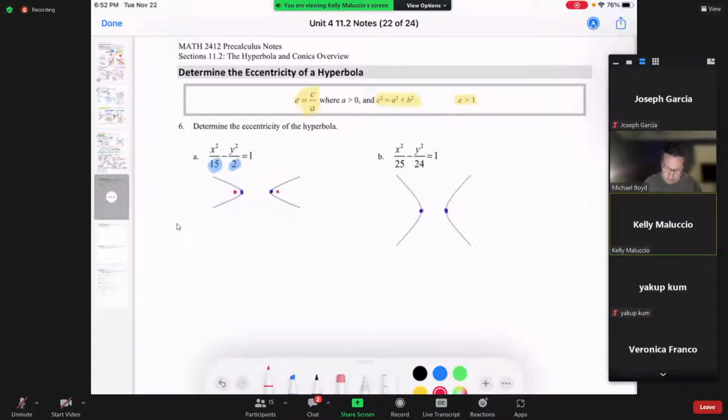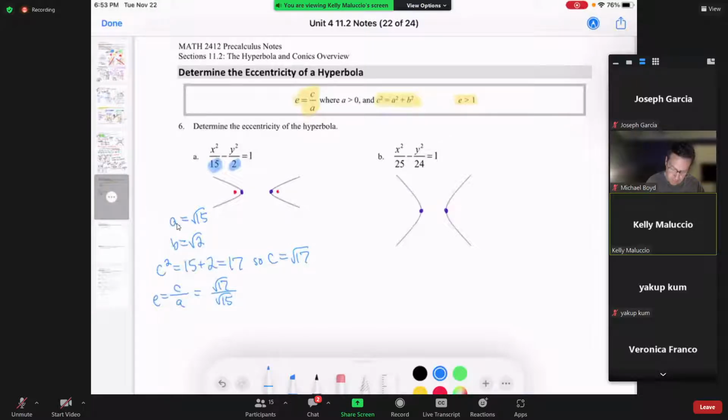Actually, do we actually calculate this? Yeah, maybe we should just calculate it. Okay, so if we're going to calculate this, we would get a is square root of 15, b is square root of 2, right? And so c squared is 15 plus 2, which is 17. So c is square root of 17. e is c over a, so it's square root of 17 over square root of 15.